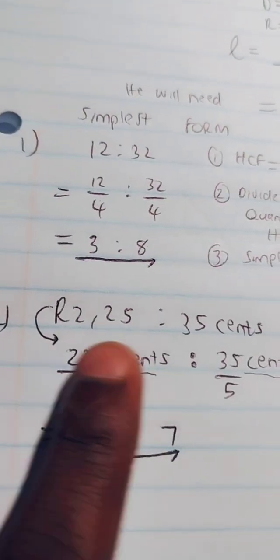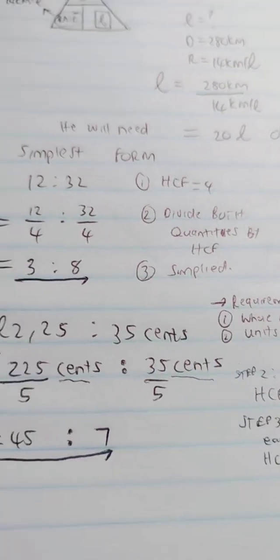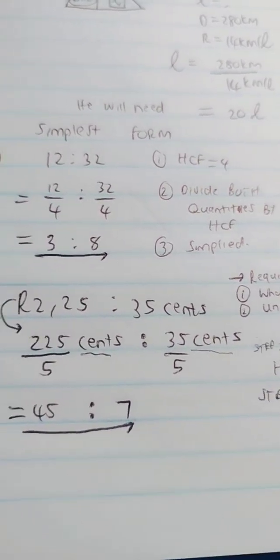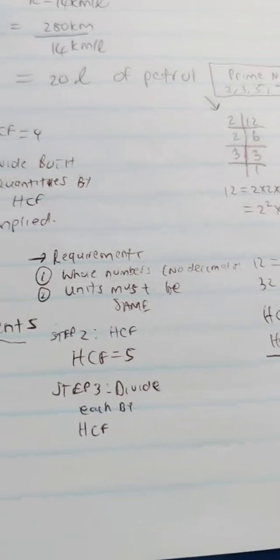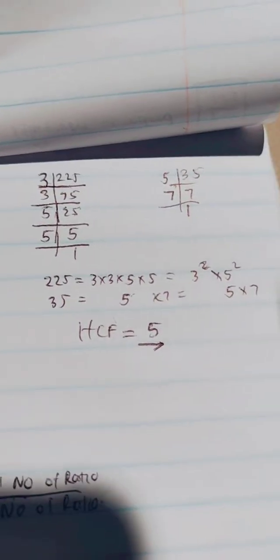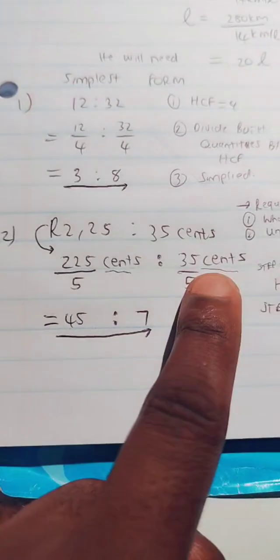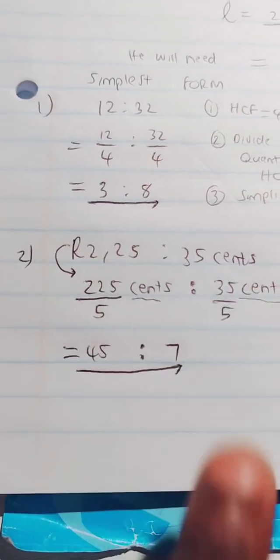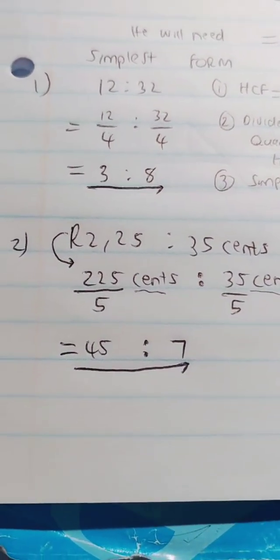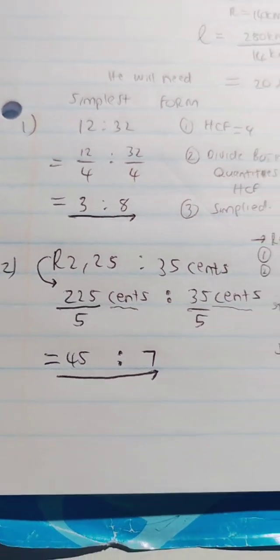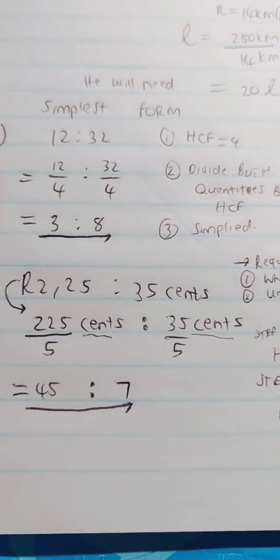Now we have 225 cents, we have 35 cents. The units are the same and they are whole numbers as well. Step number 2, find the highest common factor between those two whole numbers, which we did here using the ladder method. We found the highest common factor, it is 5. Then last but not least, we take that highest common factor and divide both quantities by it, so that we can get the simplest ratio that is possible. And that basically wraps up that.